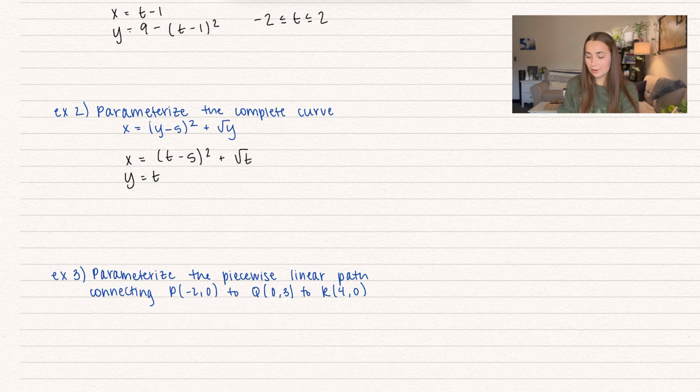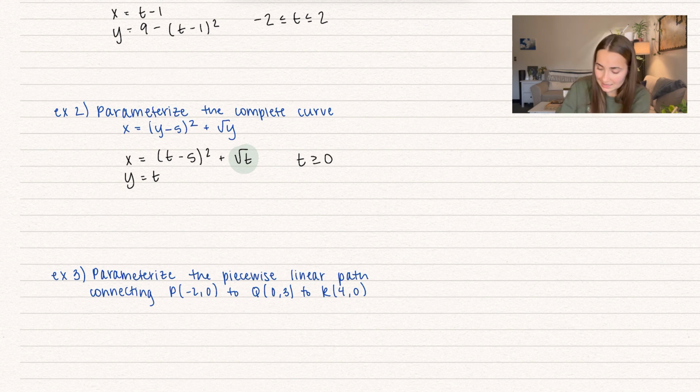And we want to parameterize this over the complete curve. So we don't care necessarily about specific t values. The only ones we care about are the illegal ones. So in this case, notice that we have the square root of t. So this has to be for t values greater than or equal to 0.